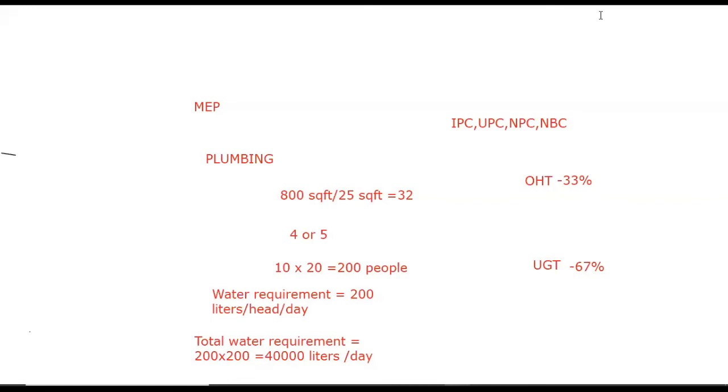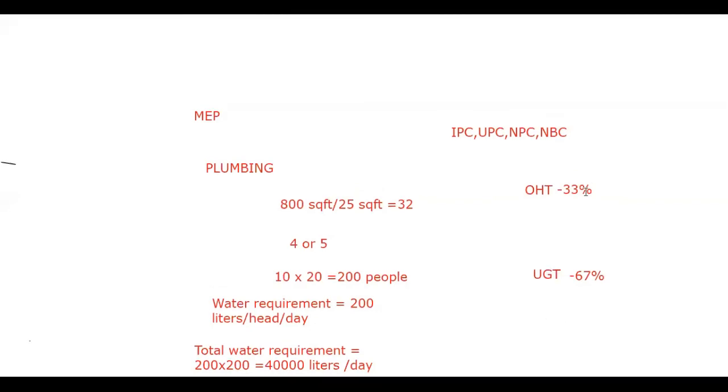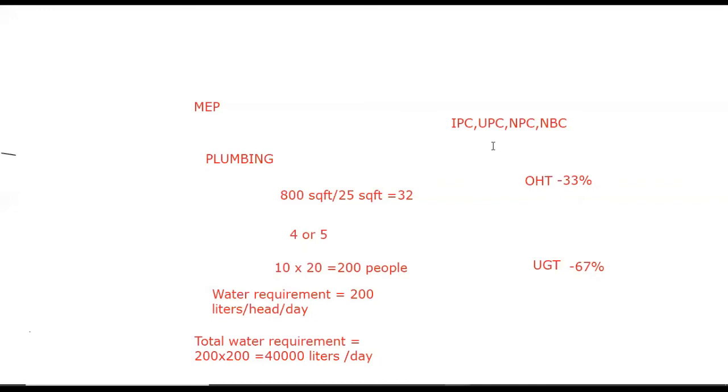Can you explain once again how can we take the percentage of OHT and UGT? See, I told you, let me repeat that. From the standards we can go ahead with a maximum of 33% of our daily requirement in OHT and 67% of our daily requirement in UGT. But here, if you store 33% of your daily requirement, that is 13,200 liters, then that might be a huge load for the building, isn't it?